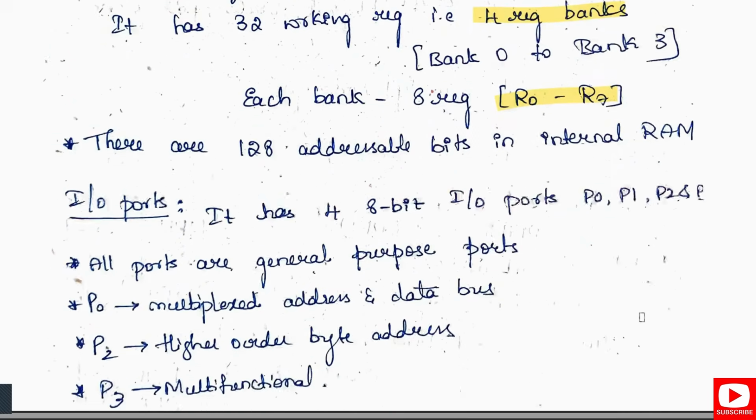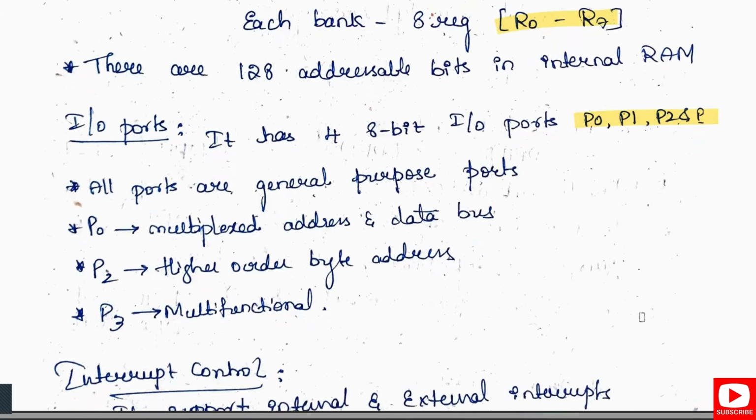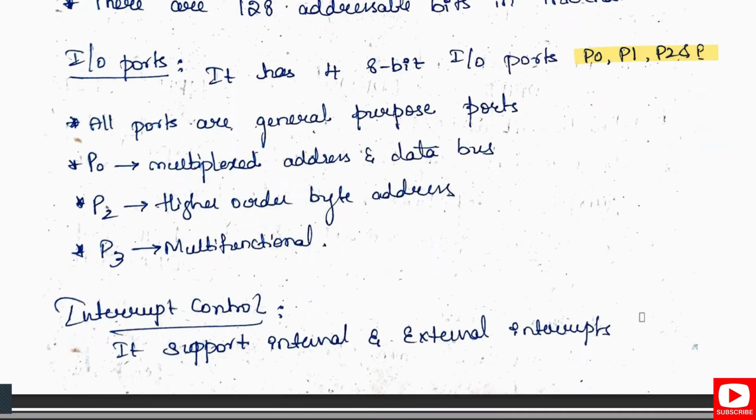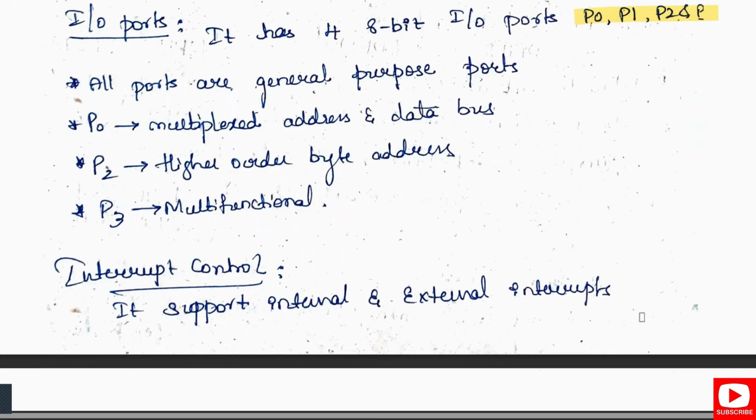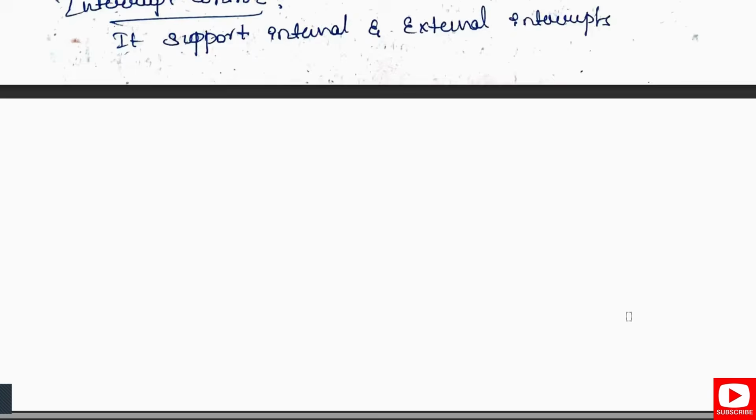Input output ports: it has 4 8-bit input output ports, P0 to P3. All the ports are general purpose ports, so we will be learning in detail next. P0 and P1 are multiplexed with the address and the data bus. P2 is for the higher order address bits. P3 is for multifunction. Next comes interrupt control. Here it supports internal and external interrupts.